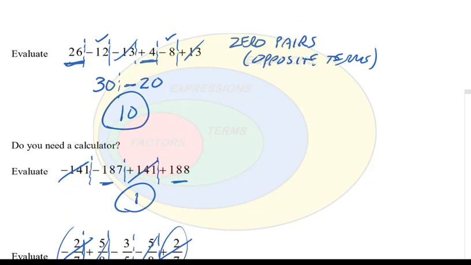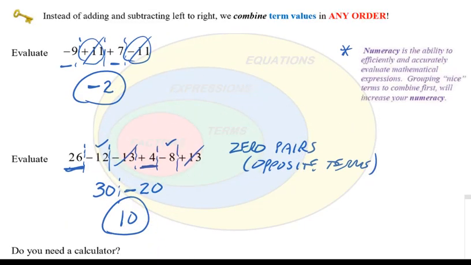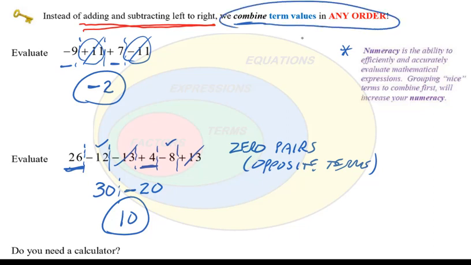So I'll just go back to that key. Instead of adding and subtracting left to right, what we're going to do is combine term values in any order we want. That is such a big thing, and we'll be doing it a lot. Composition of math, once we understand it, will allow us to do things like this.